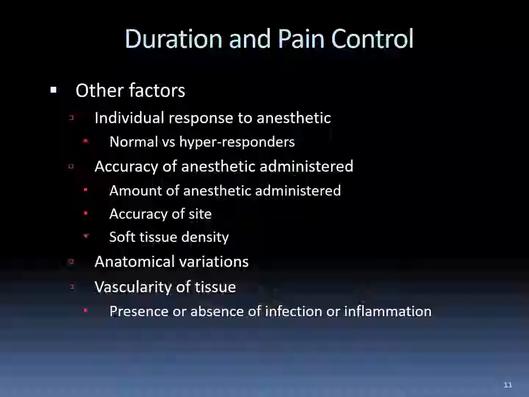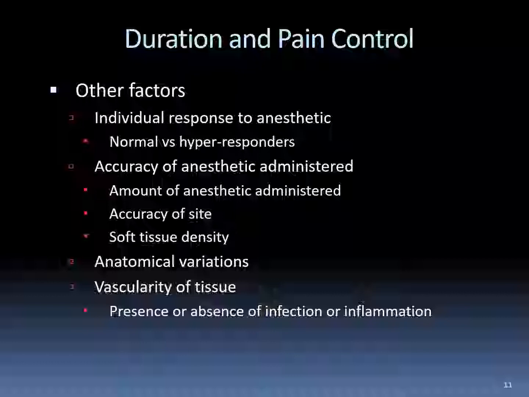There are several other factors that affect the duration of anesthetic agents. We look at the individual response. Sometimes we have a normal versus a hyper responder. This has to do with medications and the patient's psychological state of mind. Accuracy in the anesthetic that is administered has a big effect on the duration. We look at the selection of the anesthetic agent, the accuracy of delivery at the site, and we also look at tissue density.